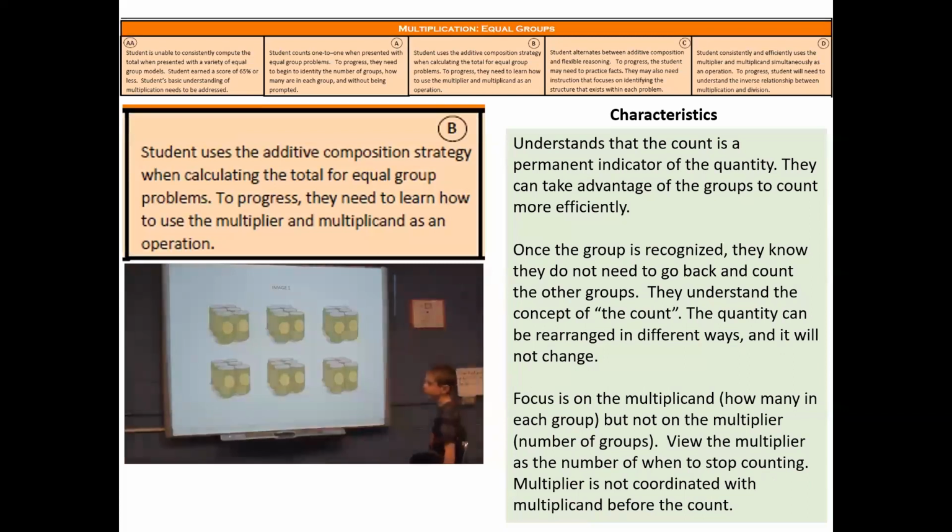$36. Okay, how did you get that? I did 6 plus 6 plus 6 plus 6 plus 6 plus 6. So you just kept adding 6 and adding 6 and adding 6? Okay.